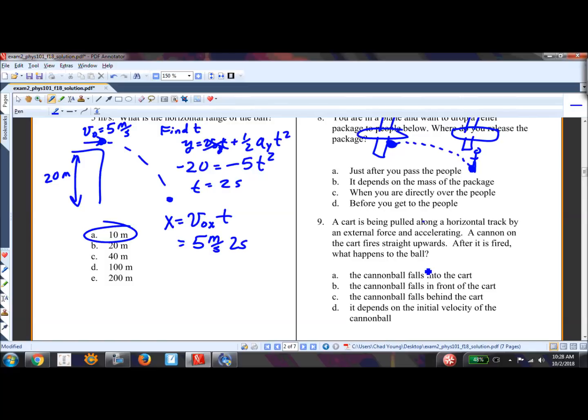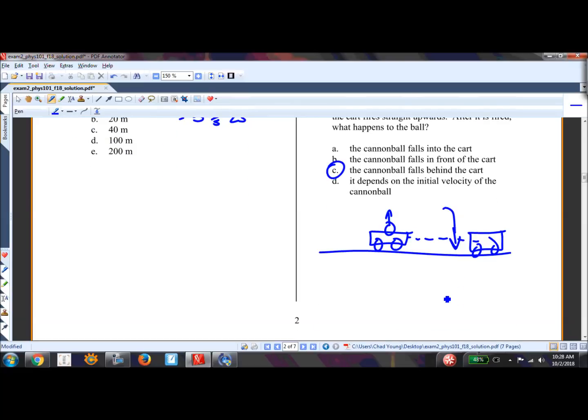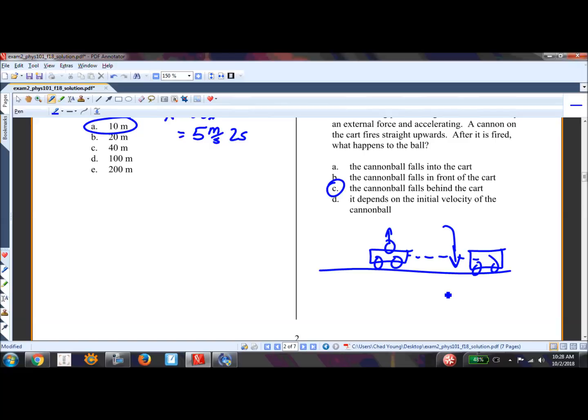A cart is being pulled along a horizontal track by an external force and accelerating. A cannon on the cart fires straight upwards. Where does the ball fall? The ball falls behind the cart. Remember, we had this in a concept test. If it's accelerating and it fires a ball upwards, as it accelerates, it moves in front of the ball, and the ball will actually fall right here, because the ball has a lower Vx. It has the Vx of the cart up here, but now the cart has a bigger Vx here.